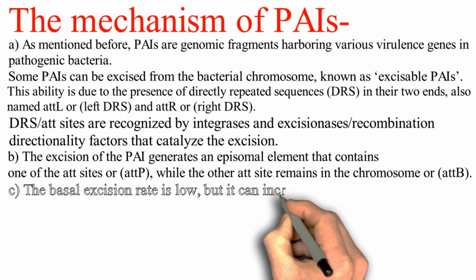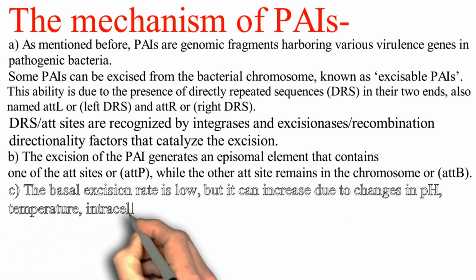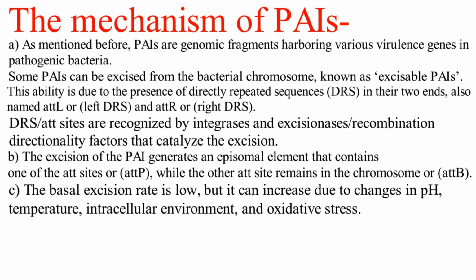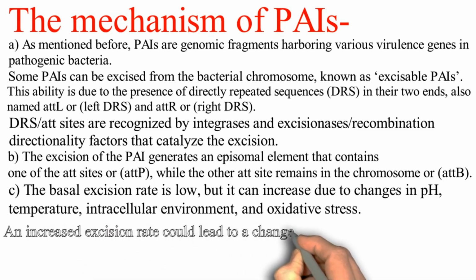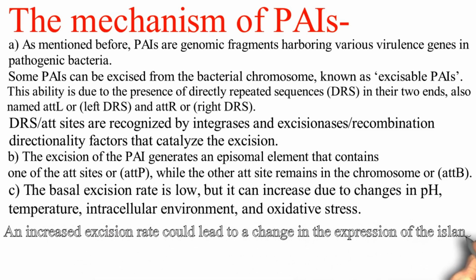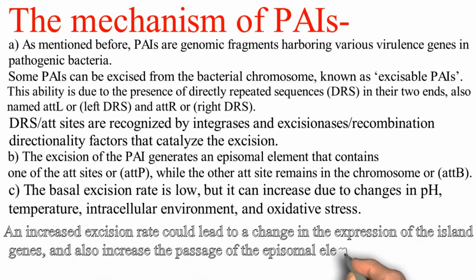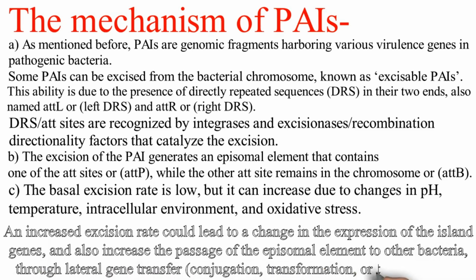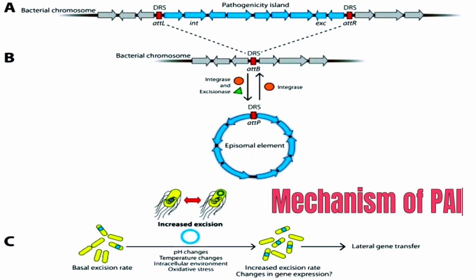The basal excision rate is low, but it can increase due to changes in pH, temperature, intracellular environment, and oxidative stress. An increased excision rate could lead to a change in the expression of the island genes, and also increase the passage of the episomal element to other bacteria, through lateral gene transfer, conjugation, transformation, or transduction.